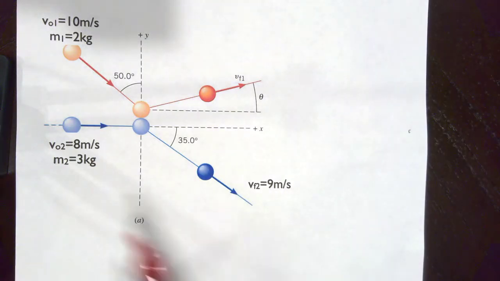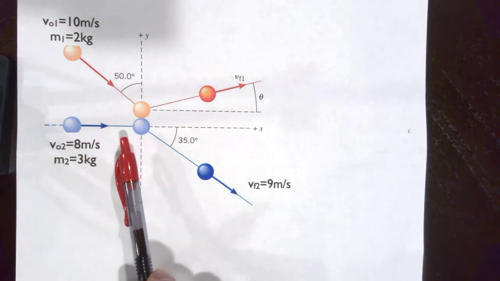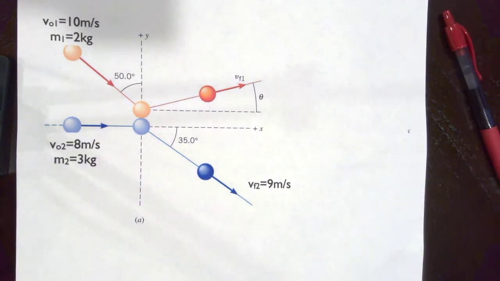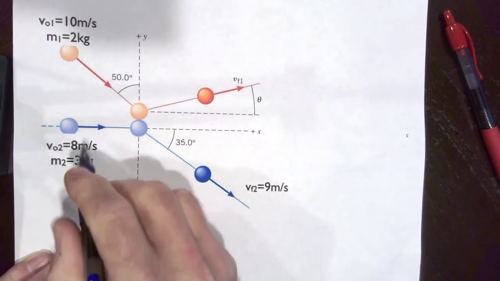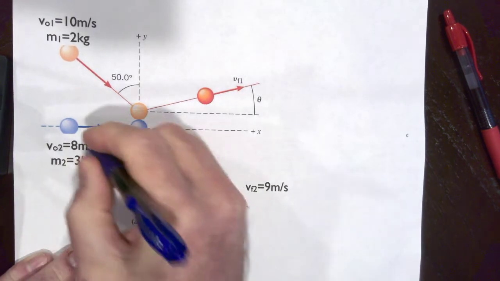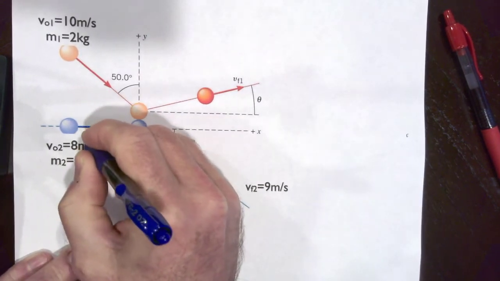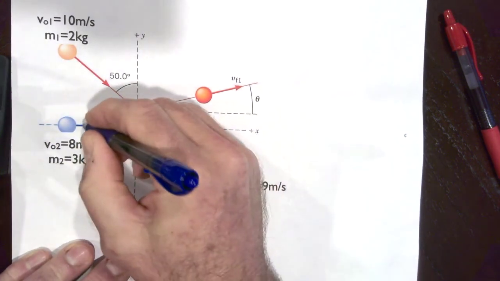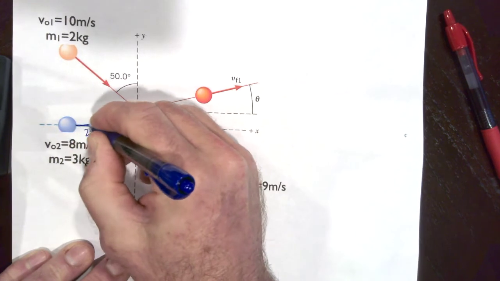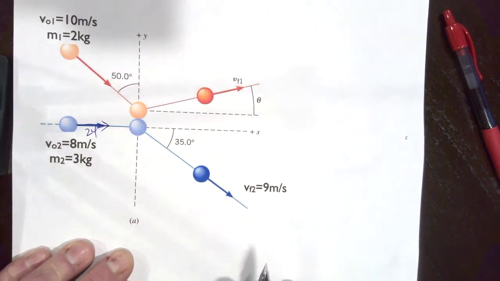Okay, so I've got the blue ball moving totally horizontal, so it's only got an x component in the positive x direction to its momentum. So it will be mass 2 times velocity 2, 3 times 8, 24. It's got a 24 kilogram meter per second momentum vector going to the right.